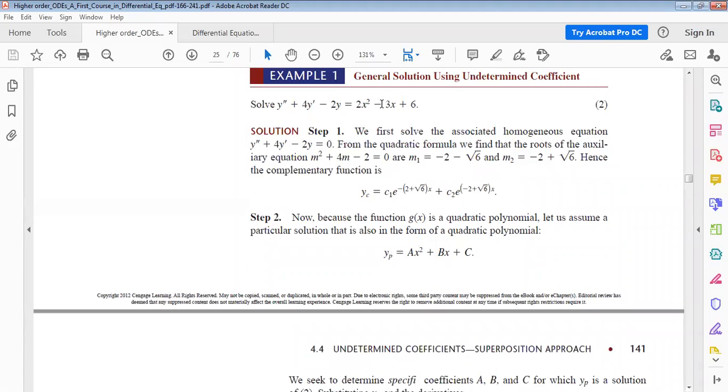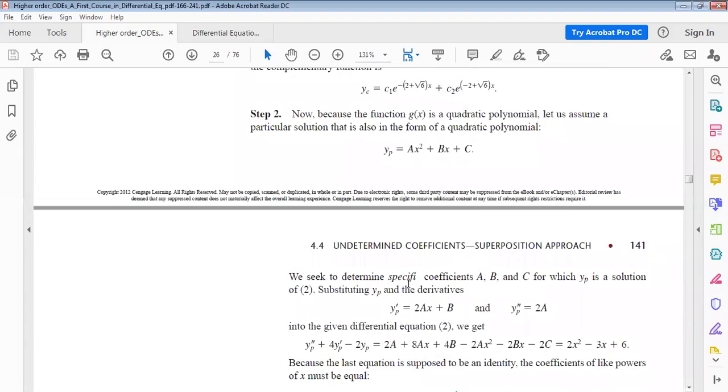A x square plus bx plus c types, okay. Just comparing this, we can write this in standard form, x square plus bx plus c type polynomial. So we seek the undetermined specific coefficients A, B, C. We have to determine these coefficients, right?